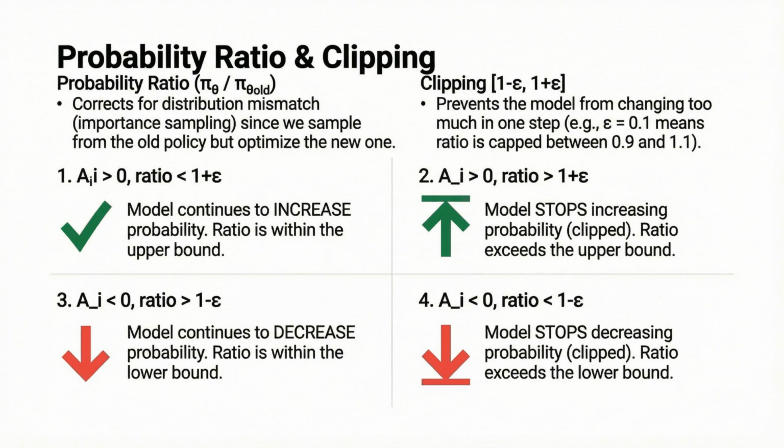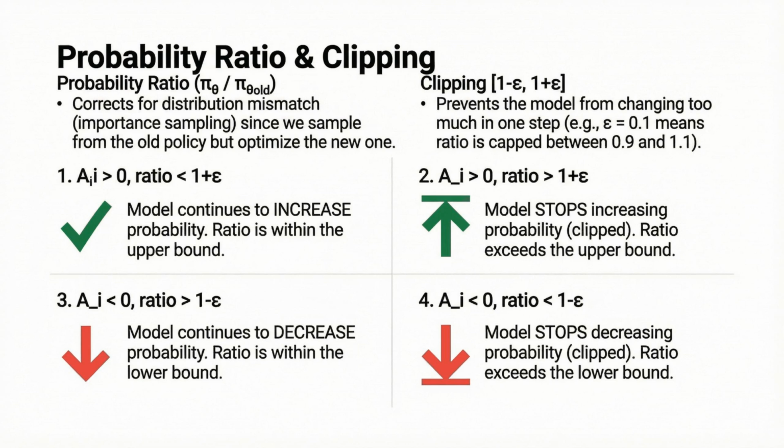Think about it. The clipping mechanism is crucial for stability. It prevents the new policy from deviating too much from the old policy in a single update step. Imagine you have a token with a very high positive advantage. Without clipping, the policy might drastically increase the probability of that token, leading to unstable training. The clip function ensures that the ratio of the new policy's probability to the old policy's probability stays within a small range, typically 1 plus or minus epsilon.